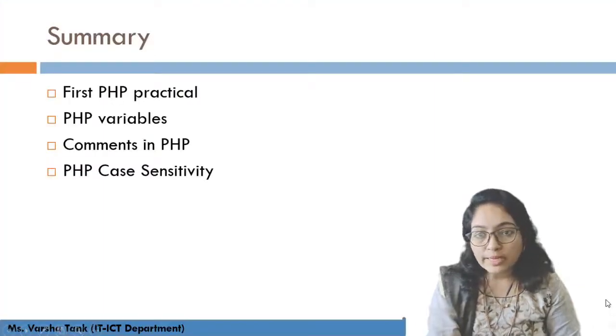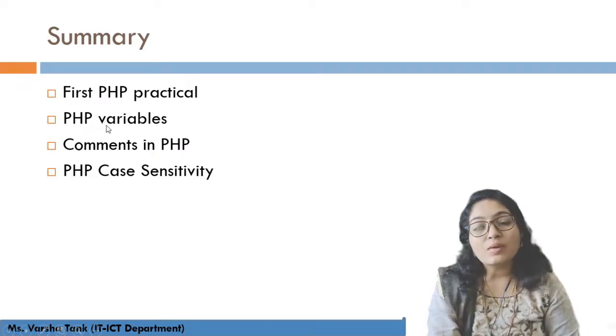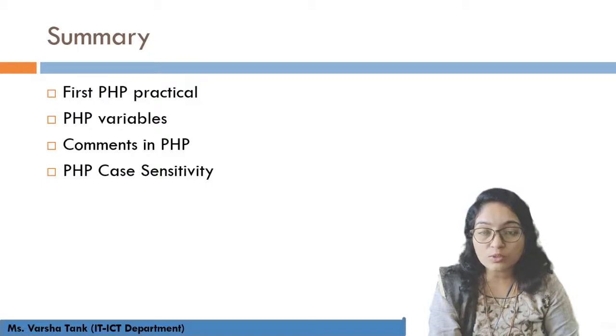So, summary of this lecture: we have learned about the first basic PHP practical. Then we have learned about PHP variables, how we can define variables and what the rules for them are. You can just use alphanumeric characters and underscore for defining variables. Any extra symbol or special character you cannot use for defining variables.